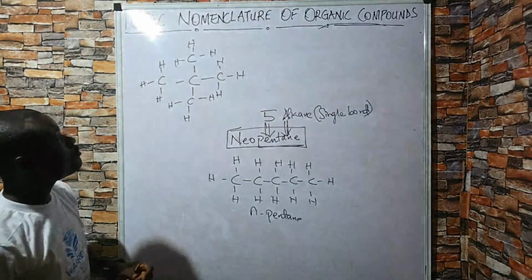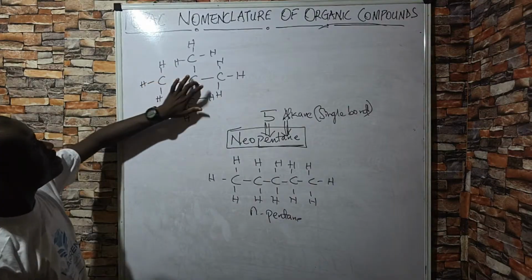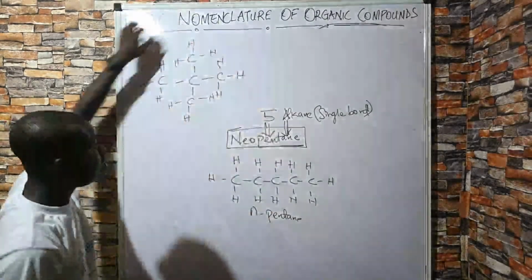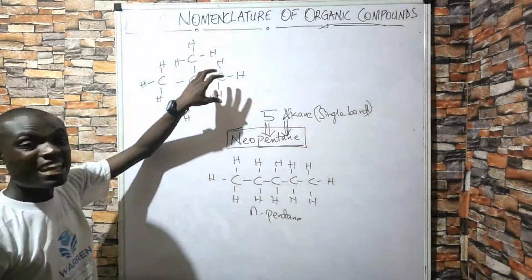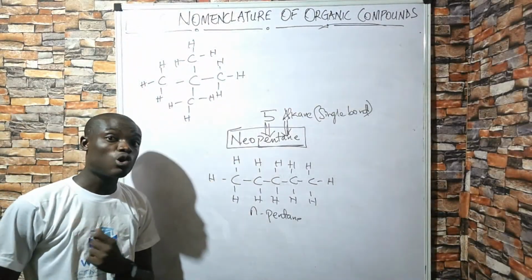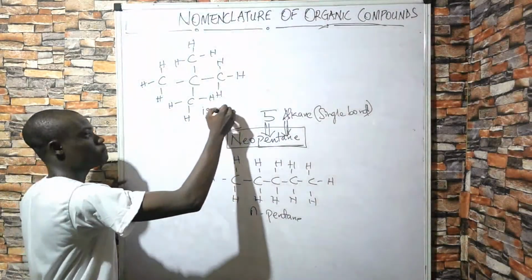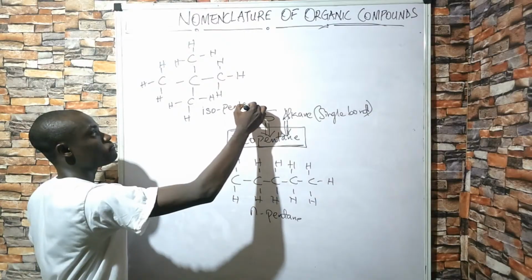So this is another form. If you count, you see that we have 1, 2, 3, 4, 5 carbon atoms again. Pent. All single bonds. So this is a structure that looks like pentane, but we don't call it pentane. We can call it isopentane, meaning an isomer of pentane.